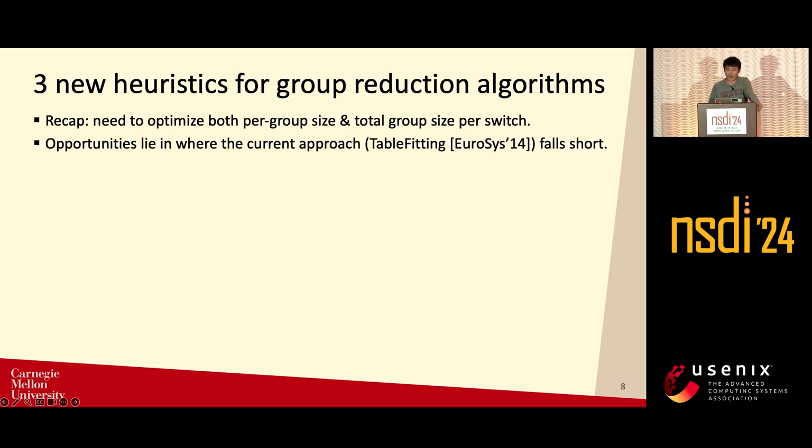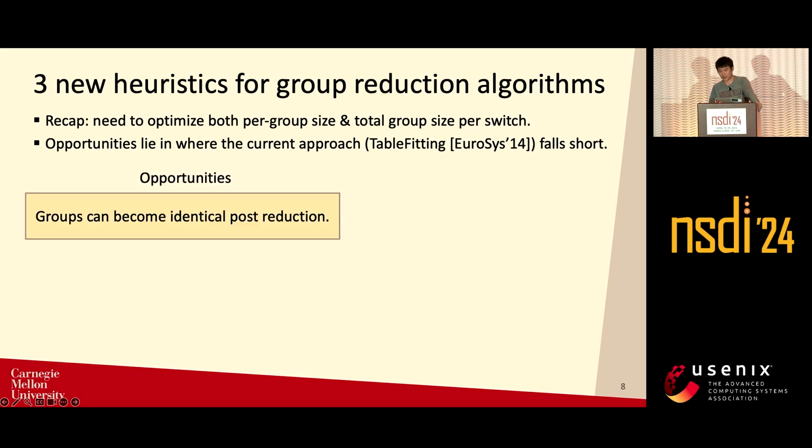The natural question to ask is, how is it done today and what is wrong? The group reduction algorithm used by Google today is called table fitting. Table fitting can be inadequate in certain scenarios, which we'll see in evaluation. So this is exactly why we're trying to come up with new algorithms. But also note that these issues that table fitting has are also opportunities for us to improve on.